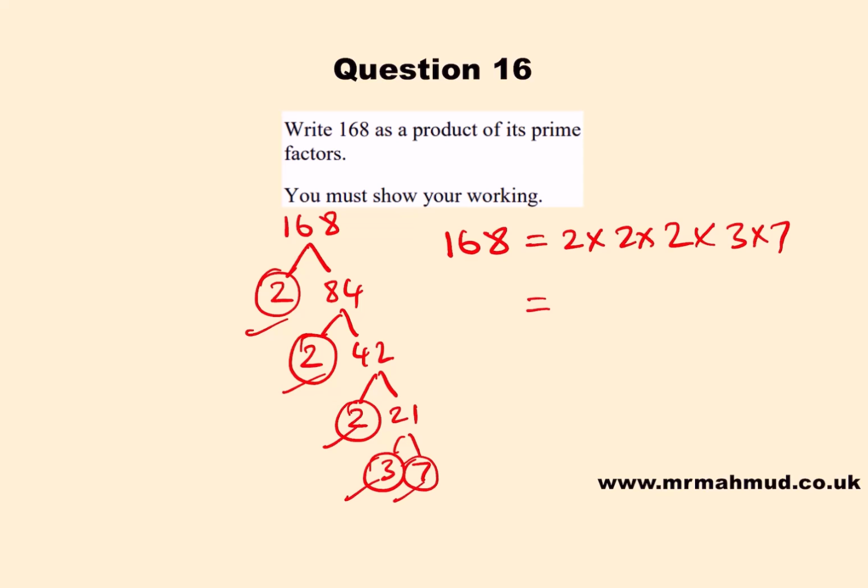You can write it as a power. Sometimes the question will say write as a product of powers of prime factors. So we've got 3 lots of 2, so 2 cubed times 3 times 7.